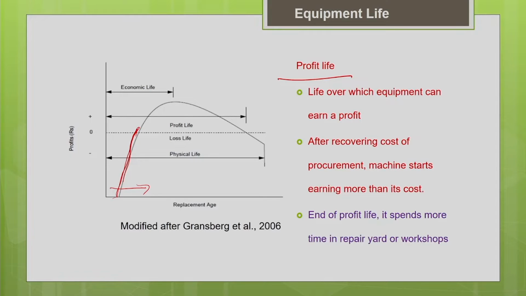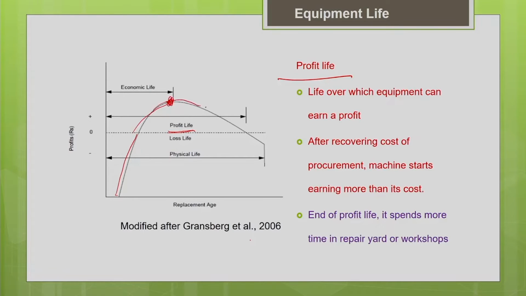But after a particular time, it will start earning more than its associated cost. It will start earning more than its ownership and operating cost. That means it has entered into the profit zone. This is called the profit life of the machine. So you can see that during the initial phase, it is just recovering the cost we have invested. After that, it starts earning more than the cost, meaning it has entered into the profit zone. Now it reaches the maximum profit.